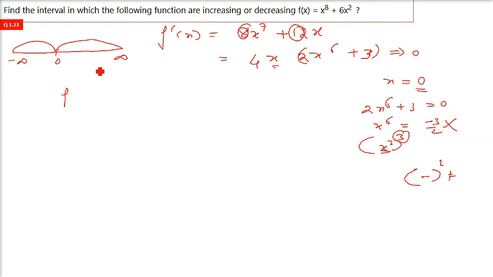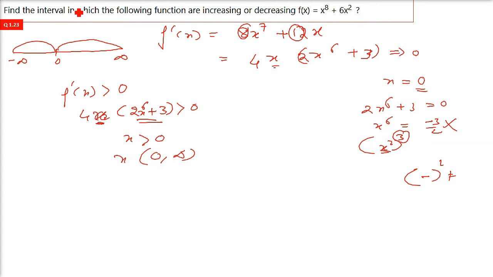I will see where it is increasing, where it is decreasing. So in this, f dash x greater than 0, so this is 4x, 2x raised 6 plus 3 greater than 0, and I told you about this one, so you just forget about this. It should be x greater than 0. So anything which is greater than 0 belongs to 0 to infinity. So x should belong to 0 to infinity is one case.